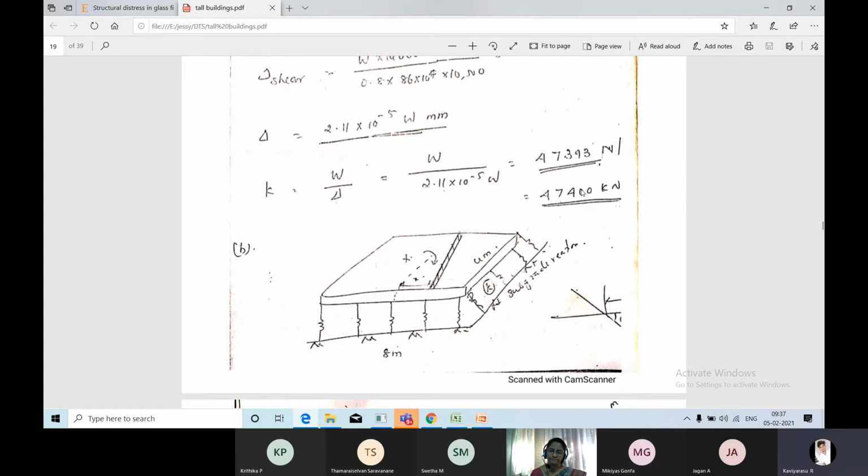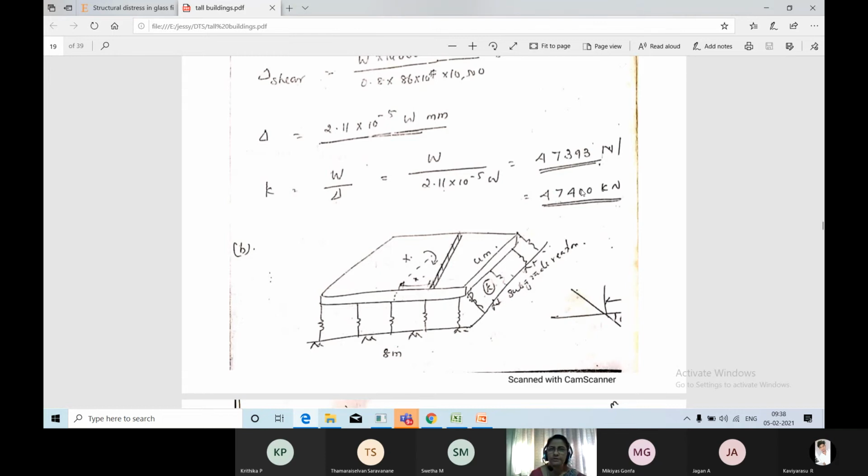Which is better, according to you? The rigid wall, or the wall which is resting on a flexible soil? Rigid wall, ma'am. So, if the stiffness is more, what is the inference for the deflection? Will it be more or less? Deflection will be less, ma'am. Deflection will be less, because K is equal to W by delta. If there is more stiffness, your deflection is less.